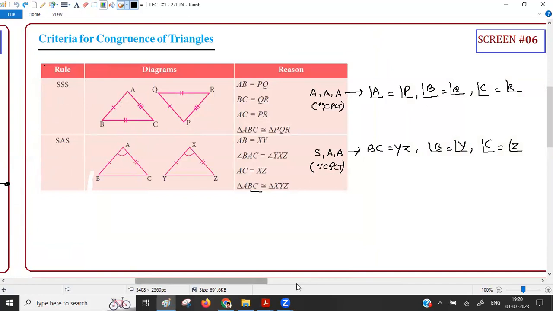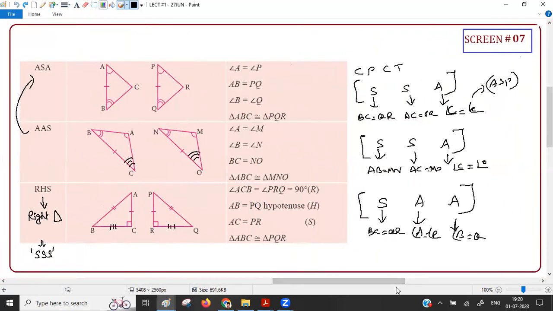Sorry, sir. I can't understand AAS. AAS means if two angles and one side of a triangle are equal to two angles and one side of the other triangle, then they are automatically congruent. Are you clear? Means when two angles are matching, the side is not necessarily the included side. It can be outside also.